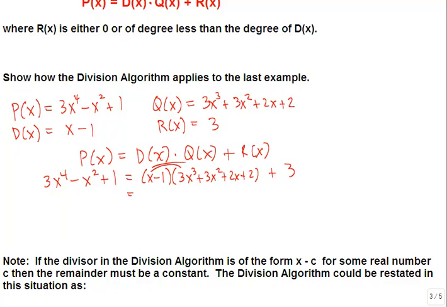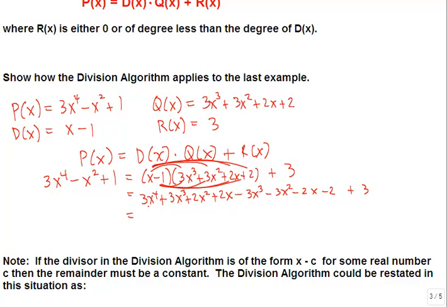First we're going to distribute our x's across, so we're going to get a 3x to the 4th plus a 3x cubed plus a 2x squared plus a 2x, and then we're going to distribute our negative 1 across. So we'll get a minus 3x cubed, a minus 3x squared, a minus 2x, and a minus 2, and then we have that little remainder on the side.